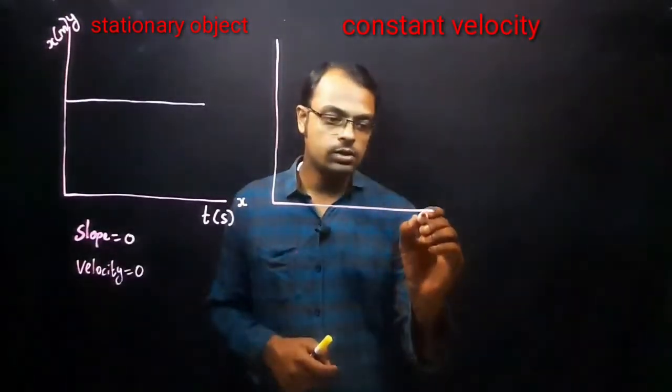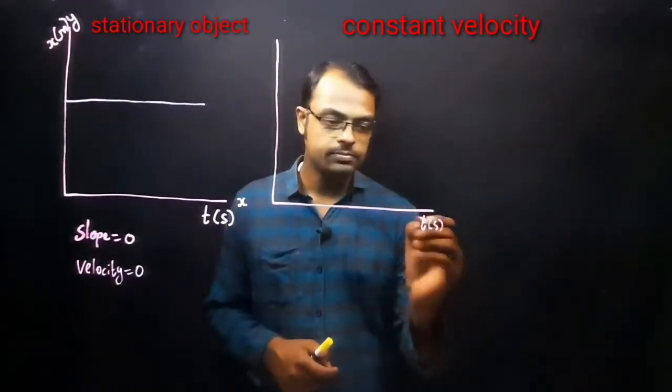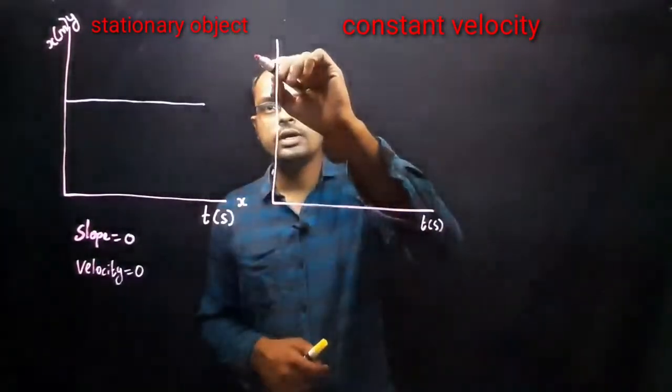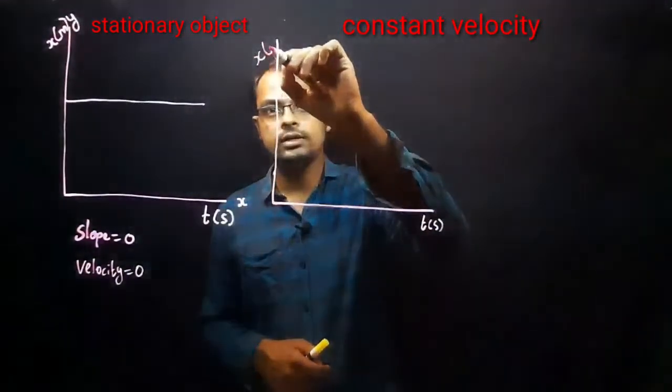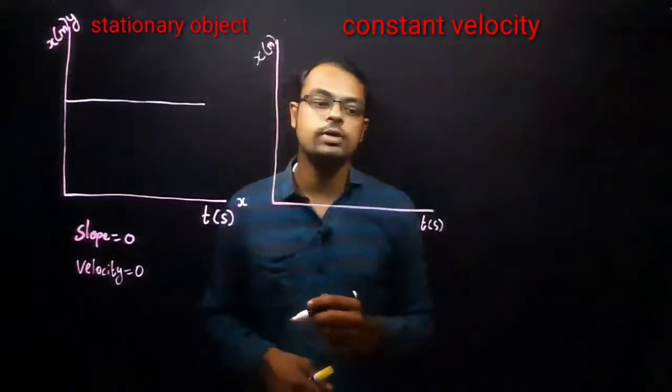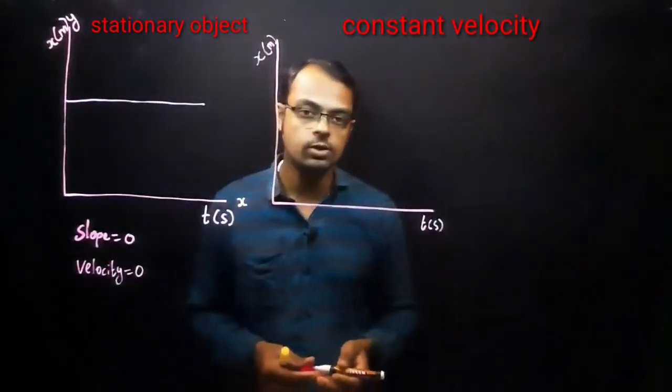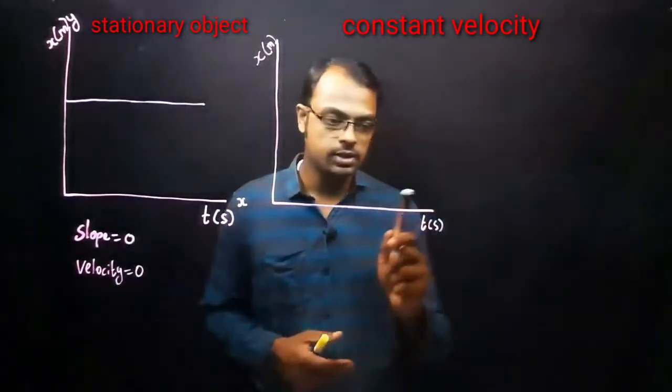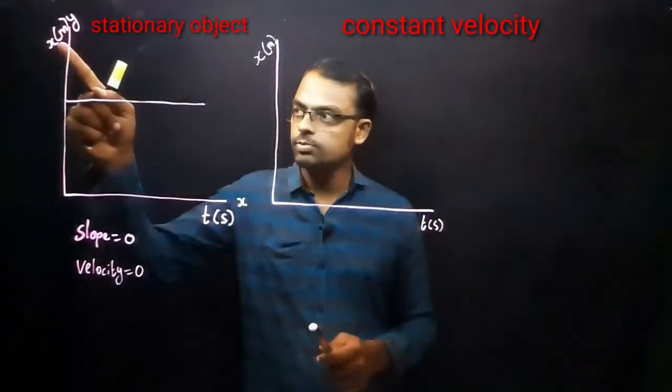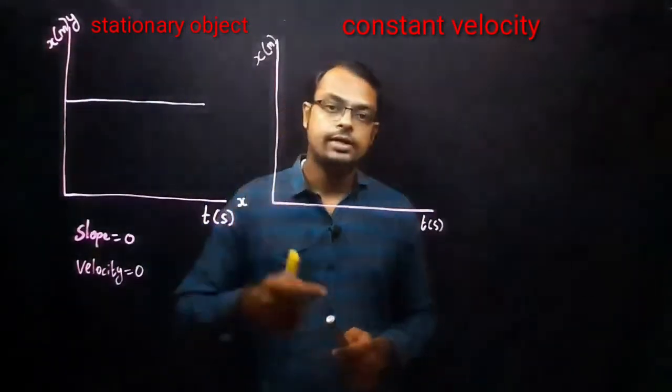Again, along the x-axis we are taking the time, with the second as the unit. Along the y-axis we are taking the position, which here is the displacement. What is along the y-axis? Displacement. Here it is time.